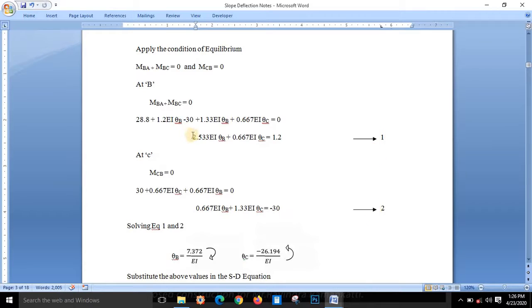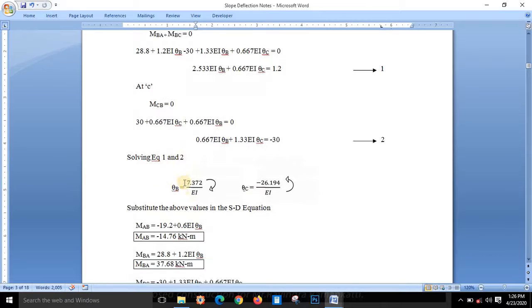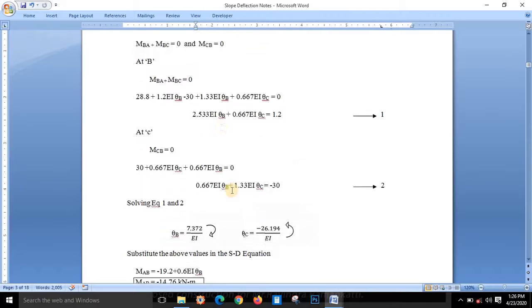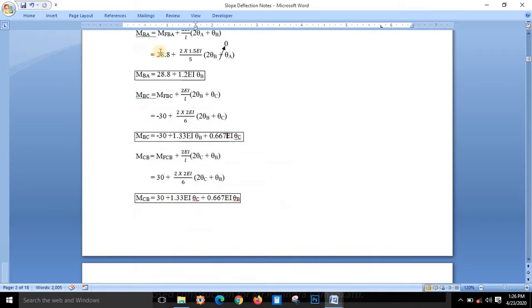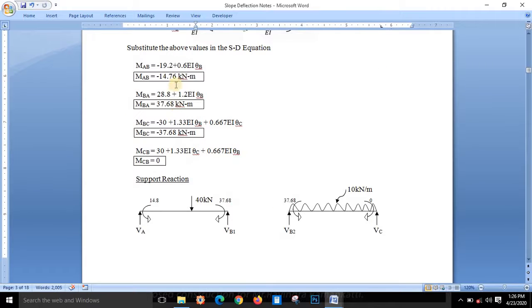Now you can observe one thing over here, theta B and theta C. I have two equations and two unknowns. So by solving equations number 1 and 2, I am going to get the answers for theta B and theta C. After getting these, I am going to use these equations and substitute the values of theta. After substituting, I am going to get these final moments like this.